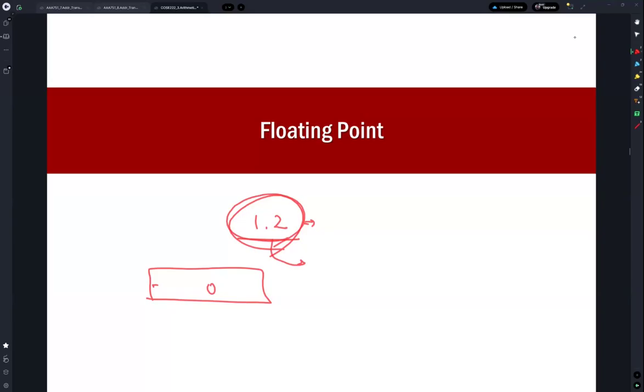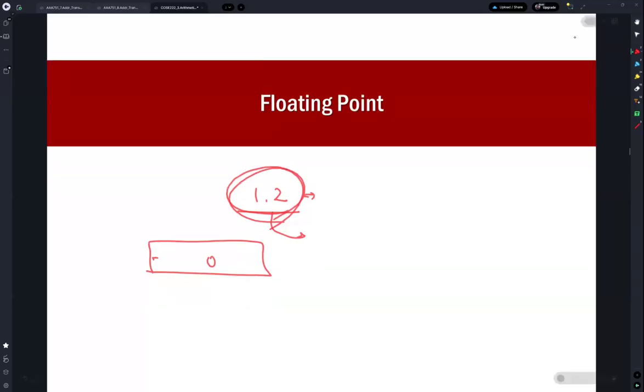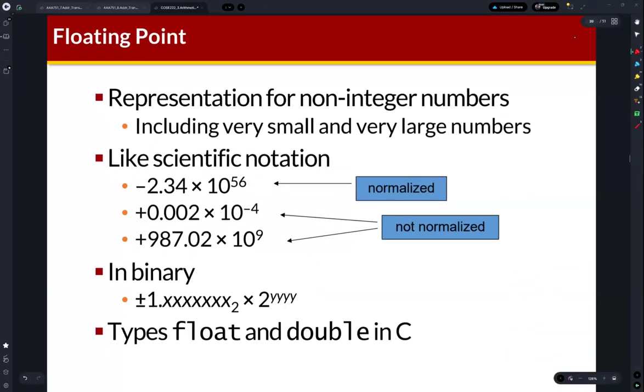Okay, but actually in real-world applications, we frequently use floating point numbers. So let's learn how to represent a floating point number in a computer system. Okay. So a floating point number is a non-integer number, right?